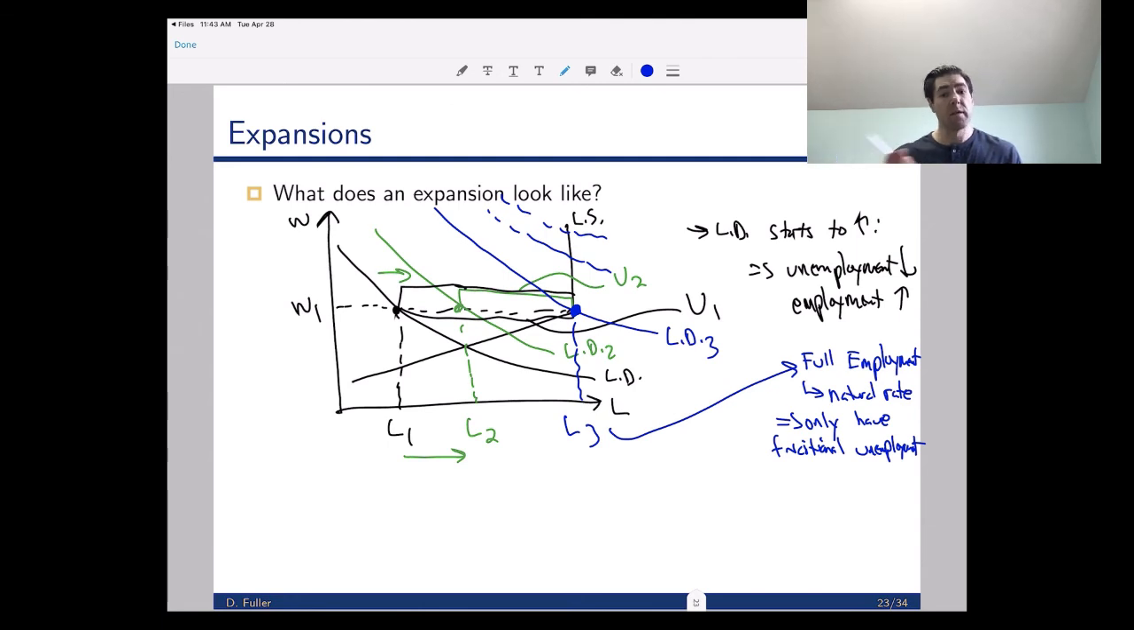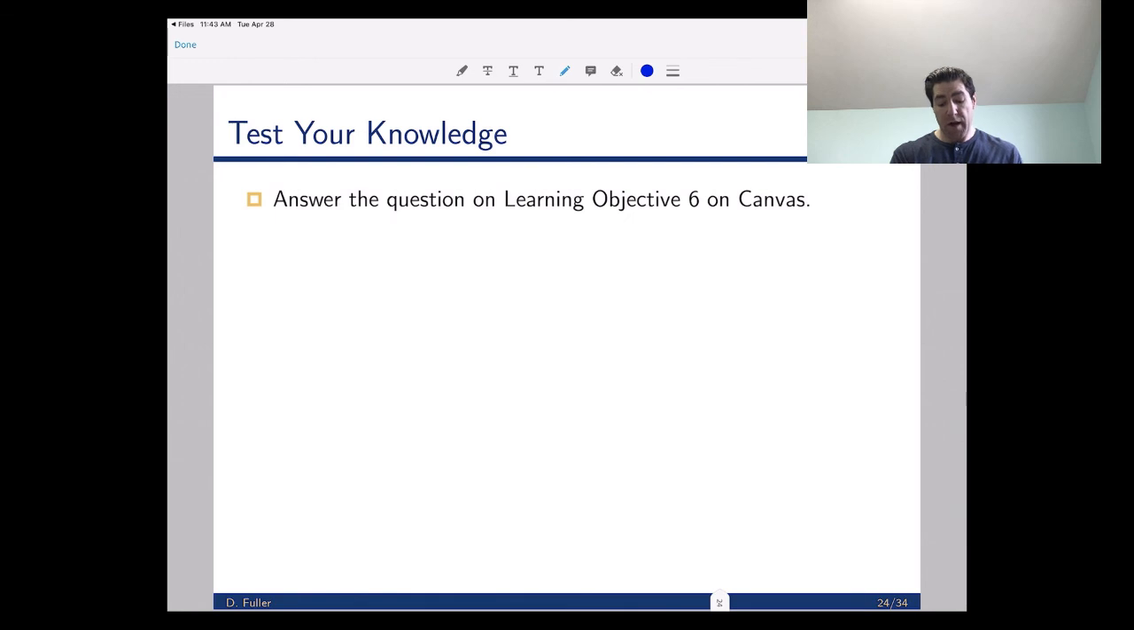Increases in labor demand, increases in employment, decreases in unemployment. And that's exactly what it looks like on the labor market diagram. So I've got a question here on Learning Objective 6 that kind of walks us through this and has us compare recessions with flexible wages to recessions with downwardly rigid wages. So please have a look at those. Give them a try and go through these and take notes on them. And you should be well prepared to answer a number of the homework questions at this point.